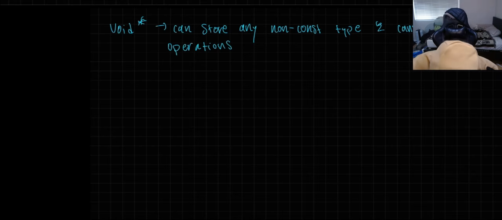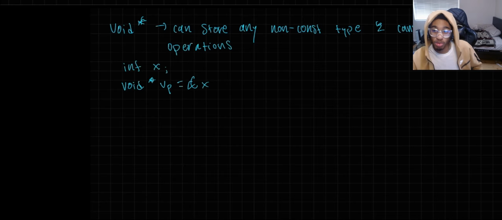So let's say we have int x, and then we have a void pointer, VP, that is going to hold the address of x. And remember, we cannot perform operations on x from pointer VP because the void pointer has no idea what type is being stored.